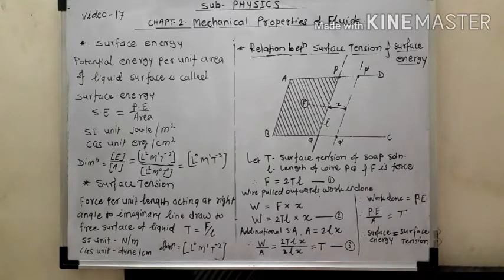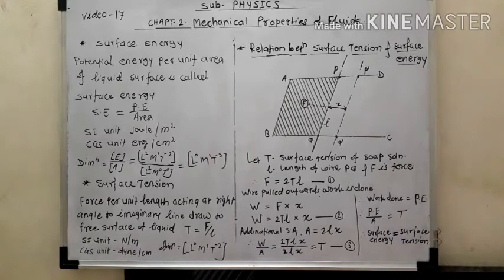Then we have to see the next term, that is the surface tension. This is also very important in that chapter. The surface tension we have to study very well. Then what is the surface tension? It is denoted by the letter T, capital T. Surface tension of a liquid is defined as the force per unit length acting at right angles to the imaginary line drawn on a free surface of liquid.